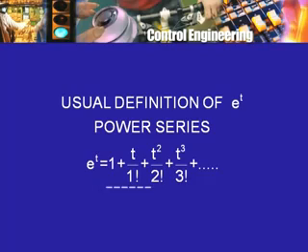It starts off as 1 plus t divided by 1 factorial, for the sake of generality I am writing t divided by 1 factorial, plus t square divided by 2 factorial, plus t cube divided by 3 factorial, plus, and so on, because the thing continues without any end. This is the infinite series expansion for e raised to t.